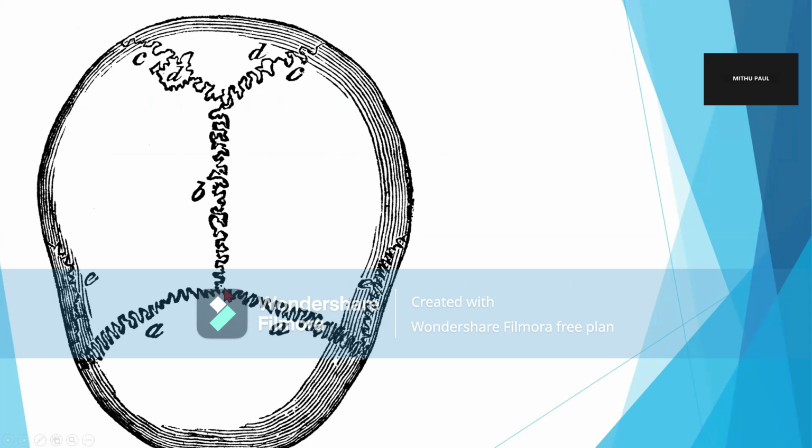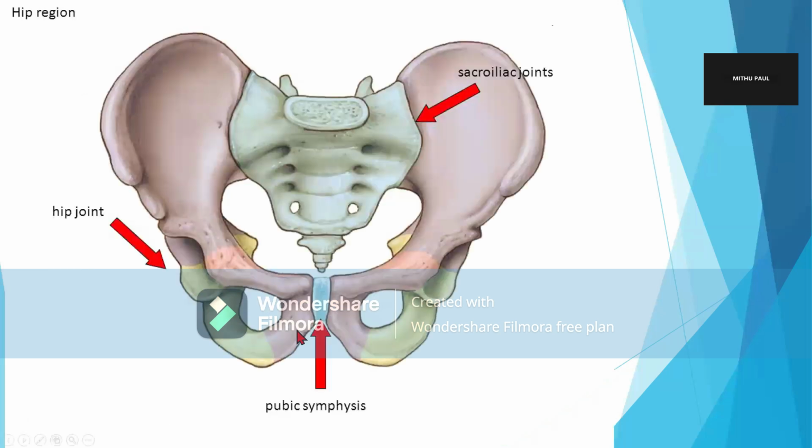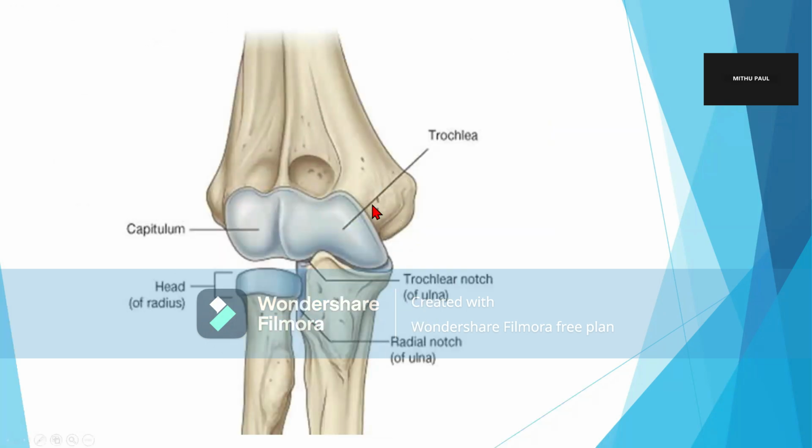These are the examples of some of the synarthrosis. These are the cranial sutures. This is symphysis pubis, an example of amphiarthrosis or cartilaginous joint. This is an example of the synovial compound joint, the elbow.